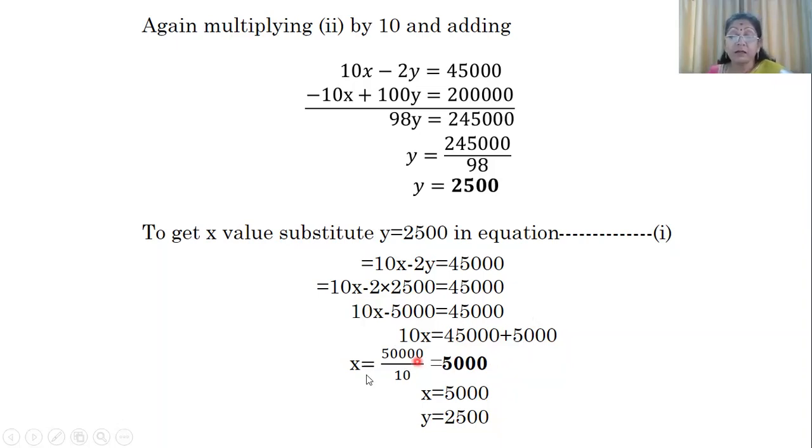Okay. Then we'll keep x here. Then move this 10 to that side. If we move it to that side, it will not be multiplication or plus. It will become division. Then x is equal to 50,000 divided by 10. Division part. Then 50,000 divided by 10, we will get 5,000. So we arrived at the x value. The x value is equal to 5,000 and the y value is equal to 2,500. Okay.